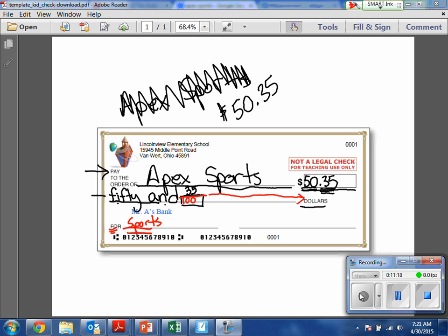What it is, it serves as a reminder for you. It's like, why did I spend $50 for Apex Sports? Well, it's because I wanted to do some sports. And finally, the last thing you need is your endorsement. All right, and that is how we write checks.